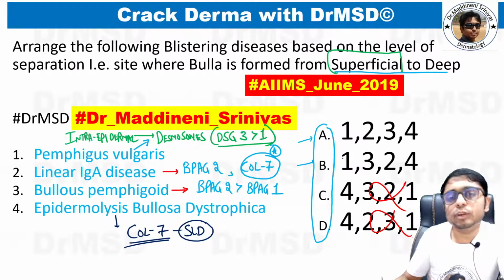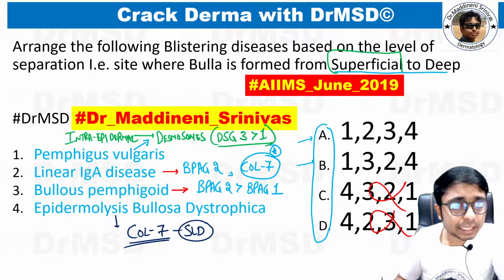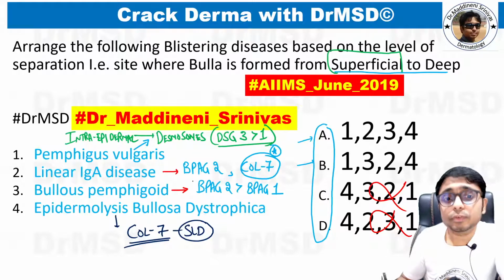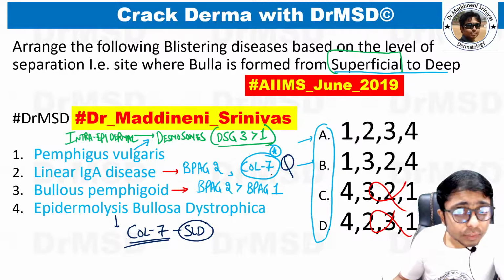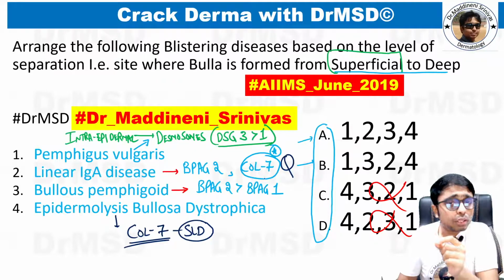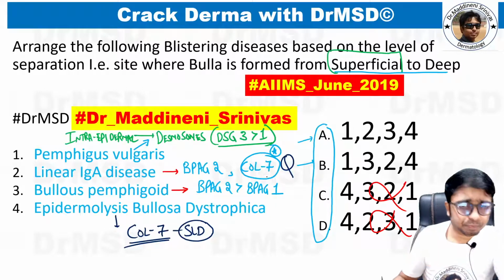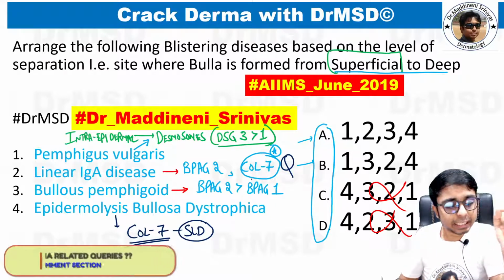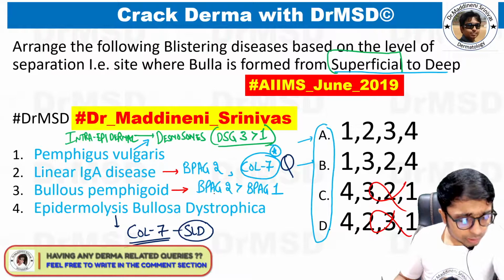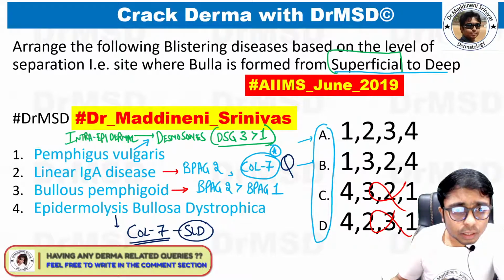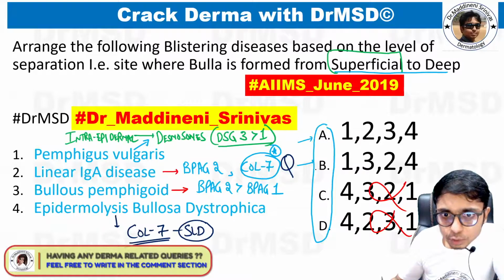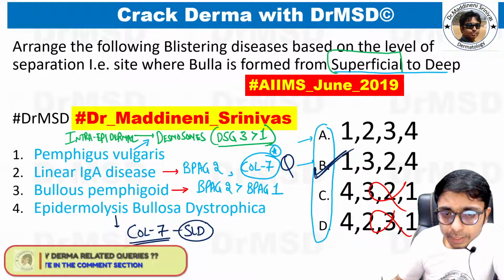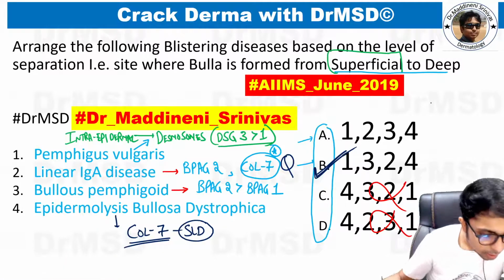So now the confusion comes with the two entries, that is linear IgA disease and bullous pemphigoid. And as you can see, I told you that collagen 7 is also going to have autoantibodies in linear IgA disease. Because of this, what we have to mark here as the answer is option B. Option B is going to become the answer here.